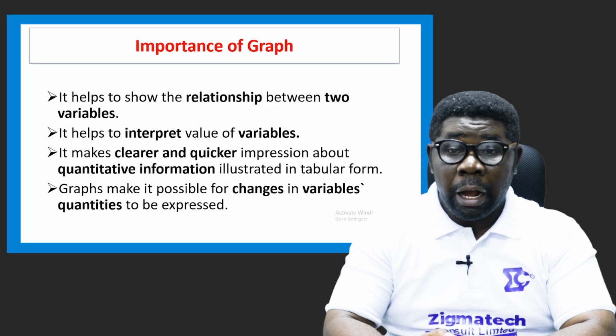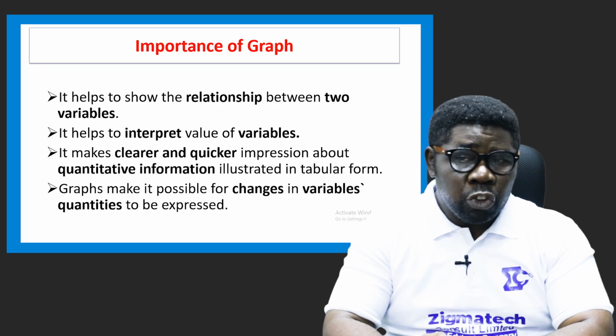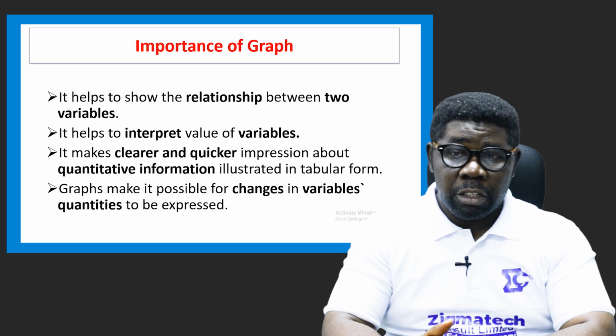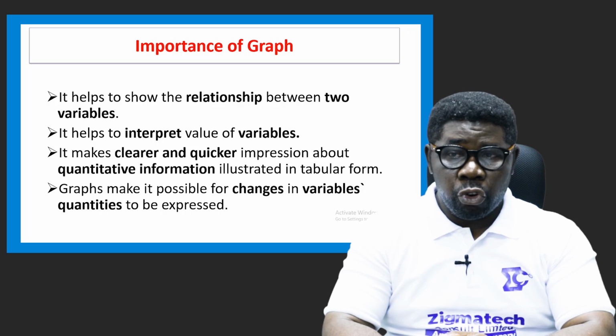The third one there says it makes clearer and quicker impression about quantitative information. You can say, actually, it is true that even as price is rising, demand is actually falling, all right? Yes, it gives you that impression to see that clearly, demand will drop if price increases, okay?